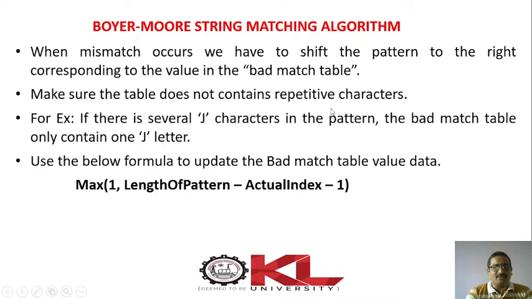Make sure the table does not contain any repetitive characters. For example, if the text has several j characters, the bad match table will contain only one j letter. So how is it calculated, and how are the values stored in the bad match table? Based on this formula: the maximum of 1 and the length of the given pattern minus the actual index of that particular character we are calculating, minus 1. One more time: max of 1 and length of the pattern minus the character index minus 1.